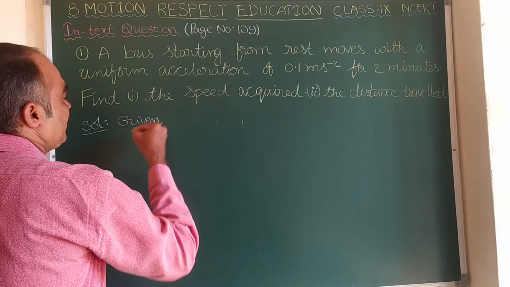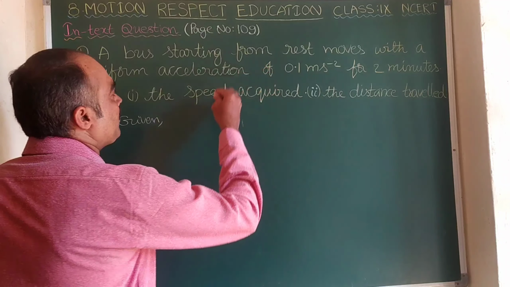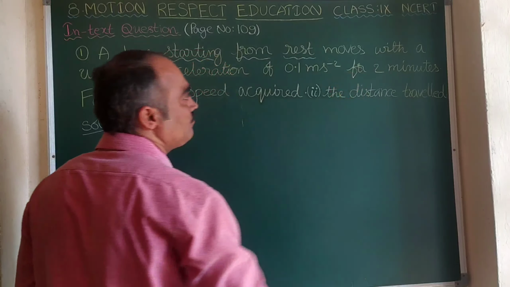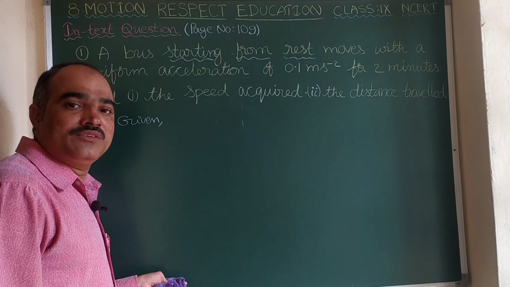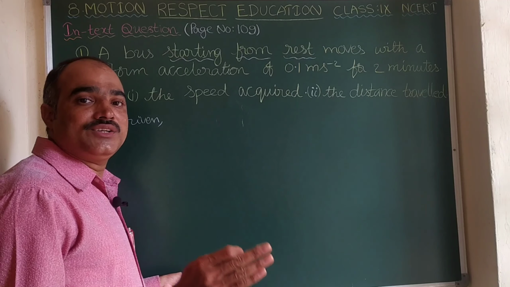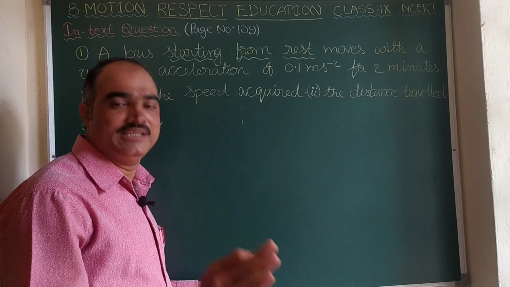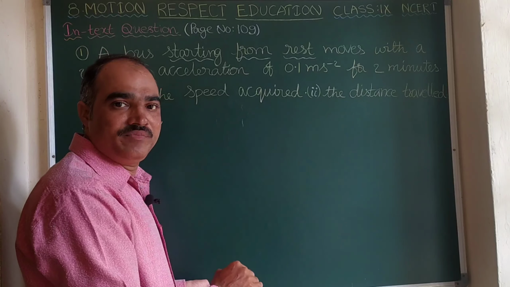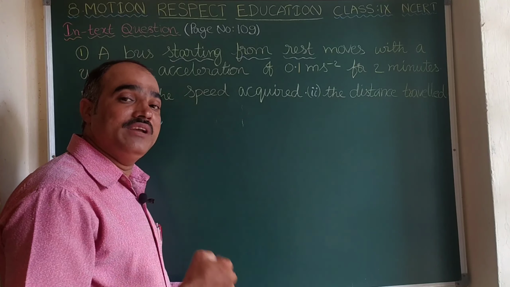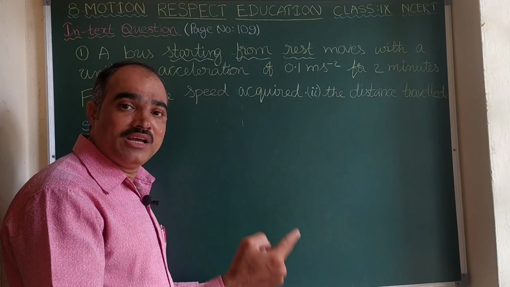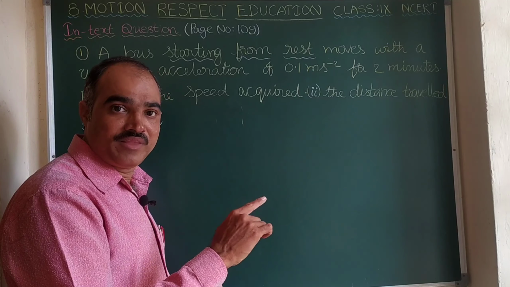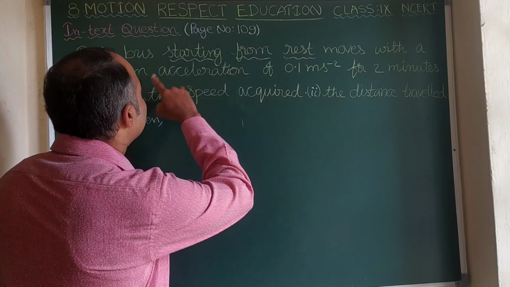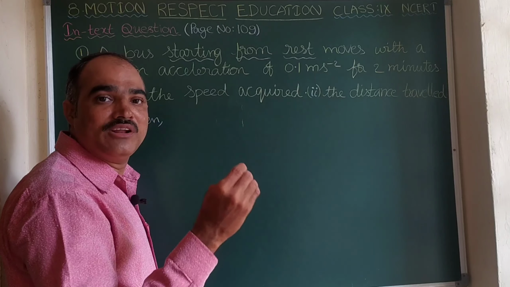Given: a bus starting from rest. This sentence is very important. It will give us a small clue. If any object is starting from rest, then it does not have any kind of initial velocity. So its initial velocity is 0. It won't be given directly. But here we need to understand in which case final velocity will be 0. Final velocity will be 0 if the object applies brakes and it comes to rest.